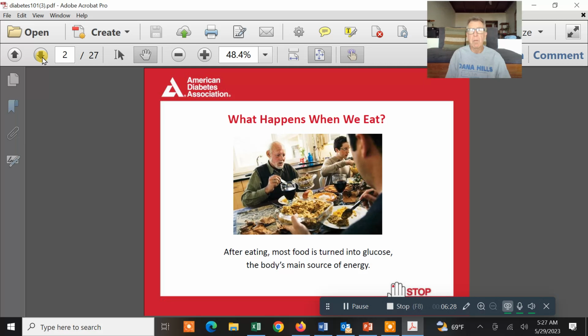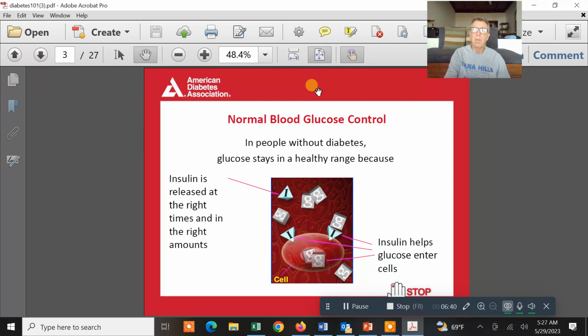We're going to differentiate between the juvenile onset, which is really just really bad luck, and that's where most people believe it's a virus. It gets in there and destroys your ability to produce insulin. And so this is insulin right here.